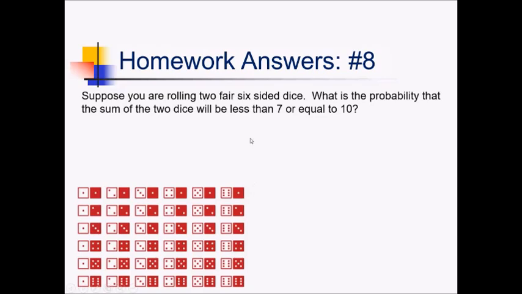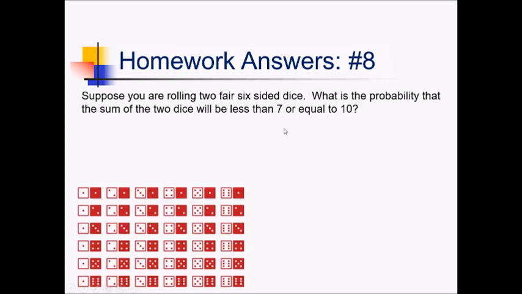For this problem, let's say we're rolling 2 six-sided dice, and we want the probability that the sum of the 2 dice will be less than 7 or equal to 10. And they gave us this nice little diagram here with all the possible combinations of dice. So since we're doing an "or" kind of statement, we have to ask, is there overlap between these two criteria, or are they disjoint, mutually exclusive?